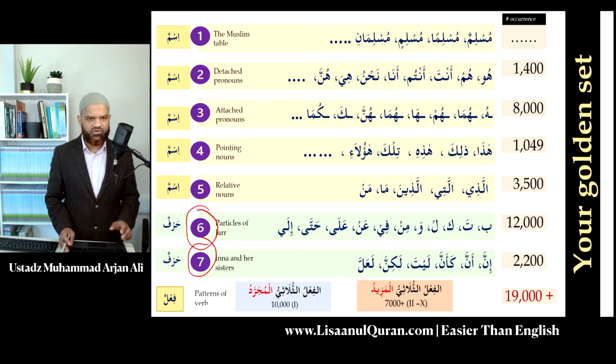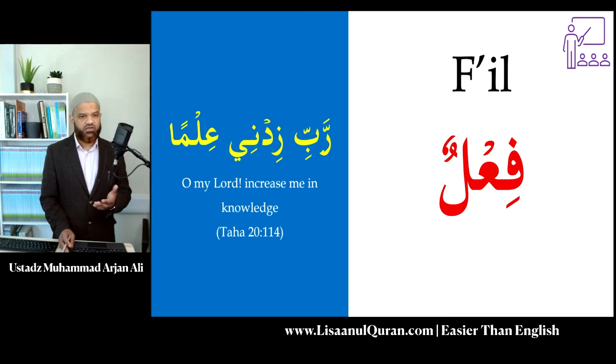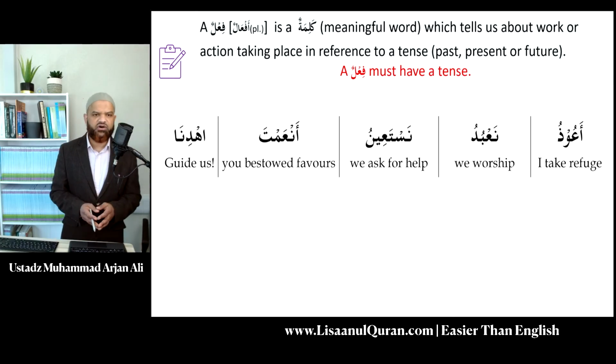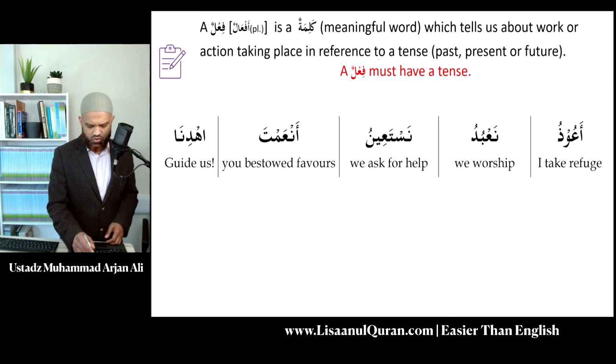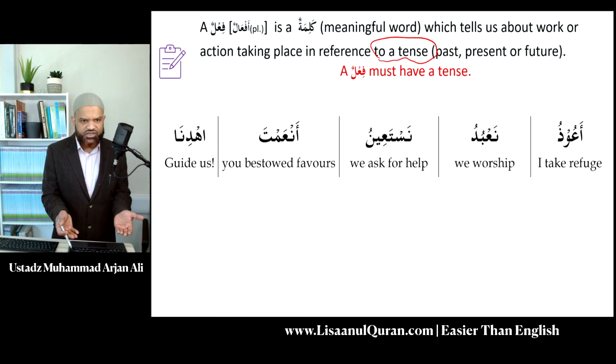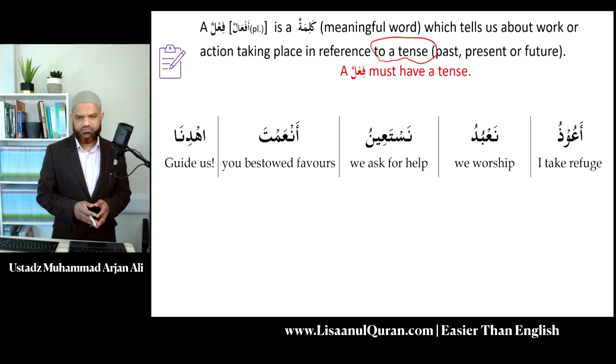6 and 7 are examples of harf. Our next category is fi'lun. Fi'lun is exactly the same as what we call a verb in English. A verb is a word that gives us some meaning, but the most important thing about a verb is that it has a tense, always has a tense: past, present or future. Without a tense, there is no verb. So even if the word means an action, which a verb does, if it does not have a tense, it will not be a verb. Let me give you an English example.